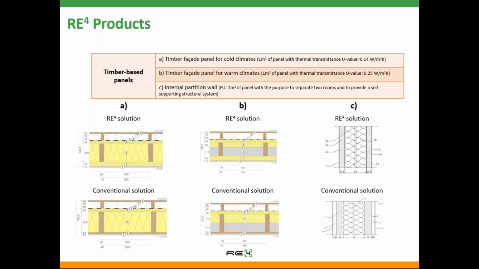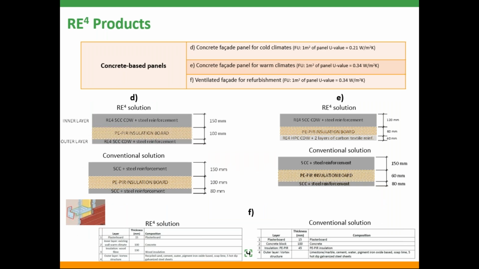The main differences between conventional and RE4 solutions are the substitution of some conventional components with the ones developed within the RE4 project and based on construction demolition waste. An example is the use of construction demolition waste timber for studs or weatherboard instead of virgin timber elements. In case of internal partition wall, the RE4 solution is compared with traditional partition wall, mainly made of steel and gypsum materials. The concrete-based panels are herein shown.